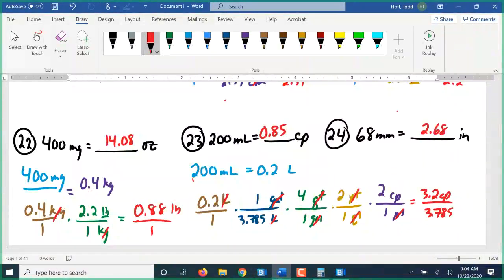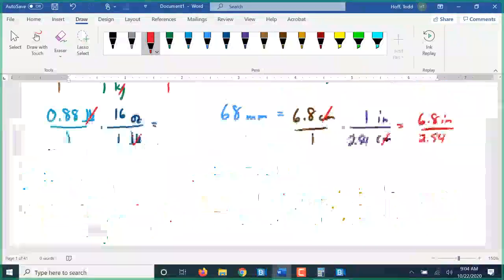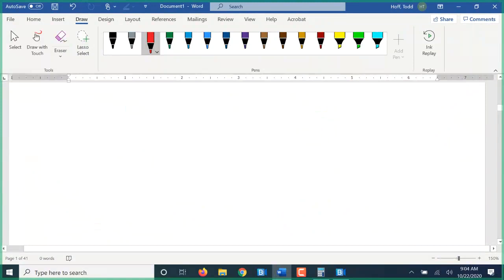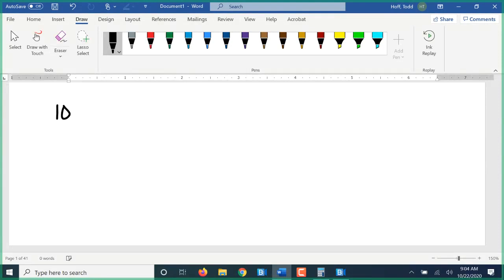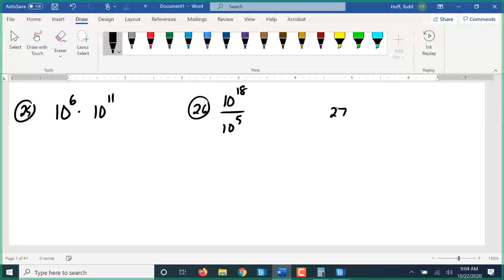Okay, so we've done all those measurement conversions. We need to do measurement operations as well, but before I do that, the part I want to make sure I review is our powers of 10 in scientific notation. So first of all, things like 10 to the 6th times 10 to the 11th, 10 to the 18th divided by 10 to the 5th, or 10 to the 4th, the power of 7. I would start working on those. I'm going to put a few more up here.